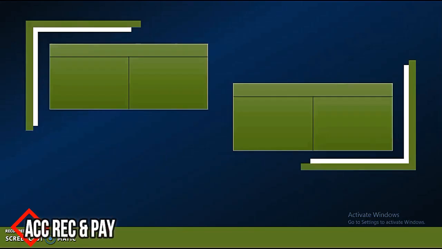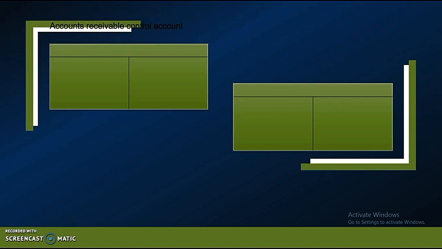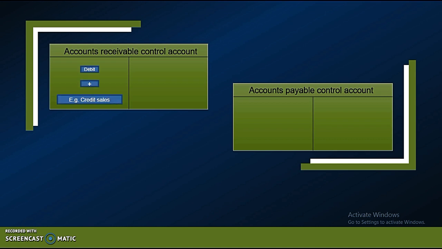Hi everyone, this is a tutorial about the accounting entries for accounts receivable control and accounts payable control. Accounts receivable is an asset and therefore all items resulting in an increase in accounts receivable, such as credit sales, should be debited to the account, and all items resulting in a decrease to accounts receivable, such as receipts from debtors, should be credited to the account.